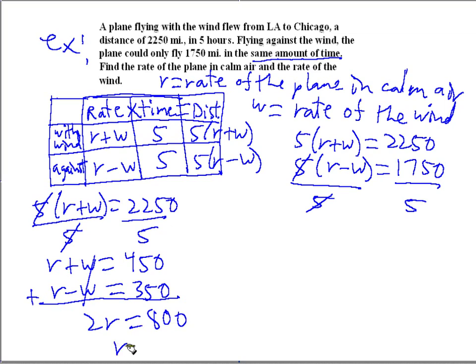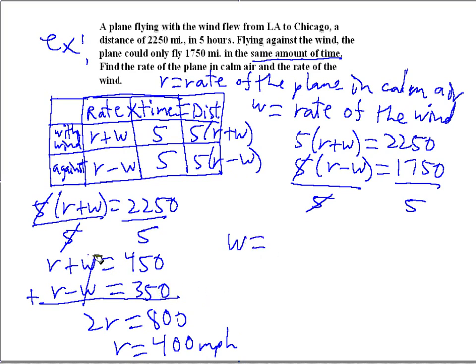Okay? So R is equal to what? Dividing both sides by 2, 400 miles per hour. All right? So that means the rate of the plane in calm air when there's no wind is 400 miles per hour. What about the rate of the wind? What's W then?